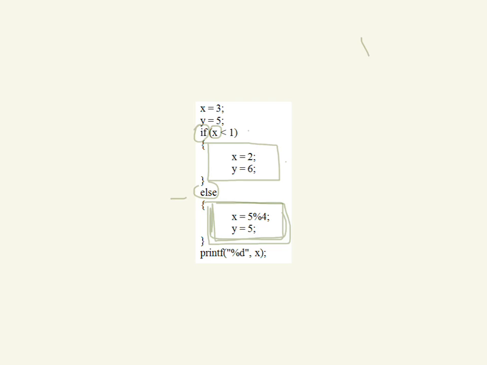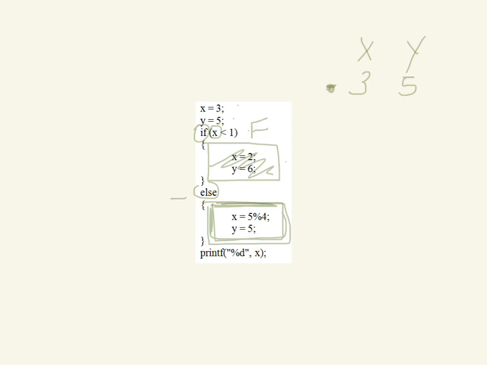Solve it the same way, put my variables up here, and start at the top and work my way down. Give x a value of 3, give y a value of 5. Look at my conditional test. Is it true or false that x is less than 1? Well, x has a value of 3, so this statement is false. 3 is not less than 1. Because this is false, I skip the block in the if clause and I execute the block in the else clause. So I'm going to give x a new value.